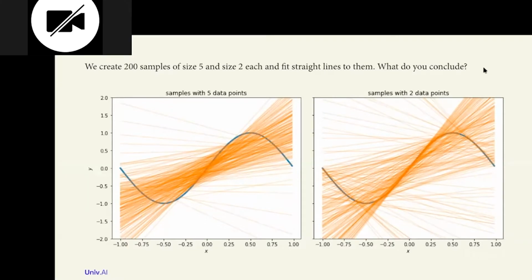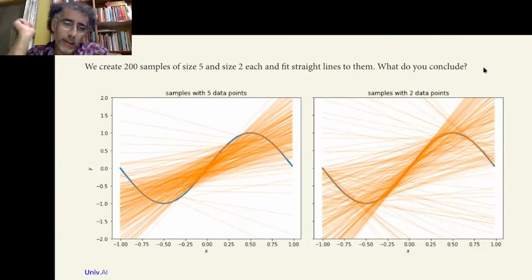I think it's because the size is greater relative to the one on the right. Yeah. So it looks like a sample size of 5 seems to be enough to get some good coverage on the sine curve, right? Yeah. Now look what happens on the right.